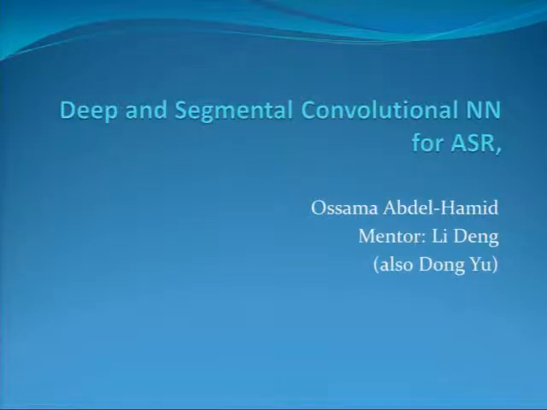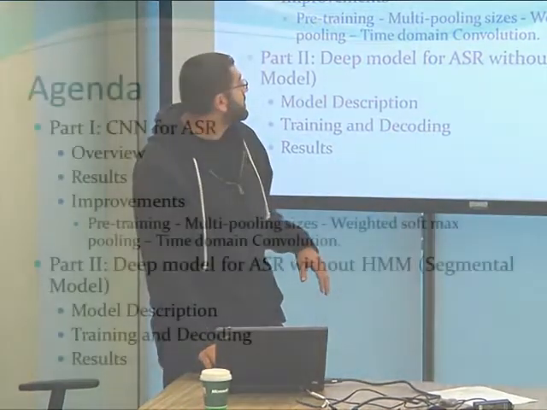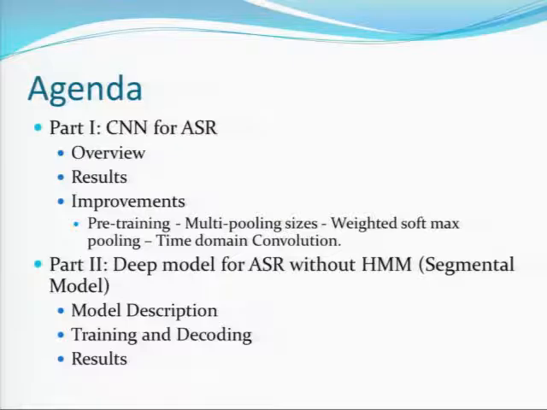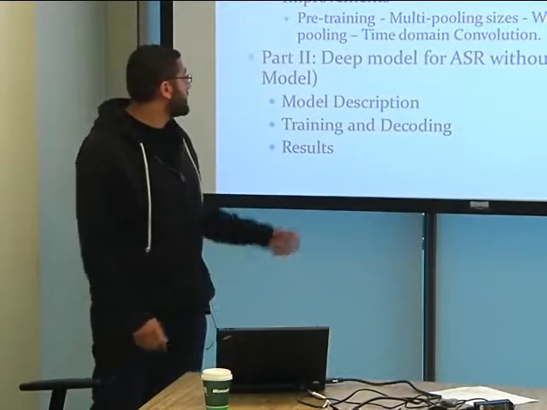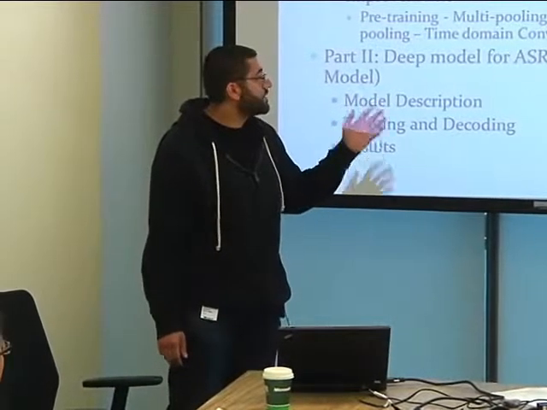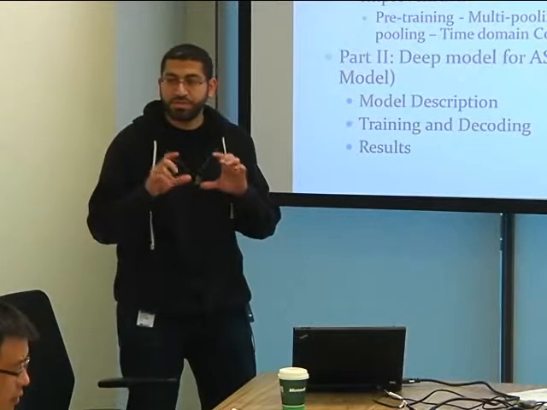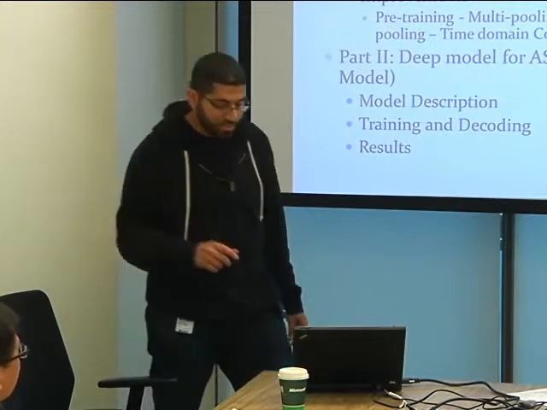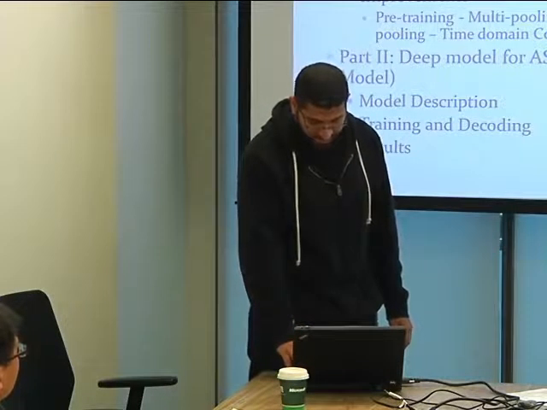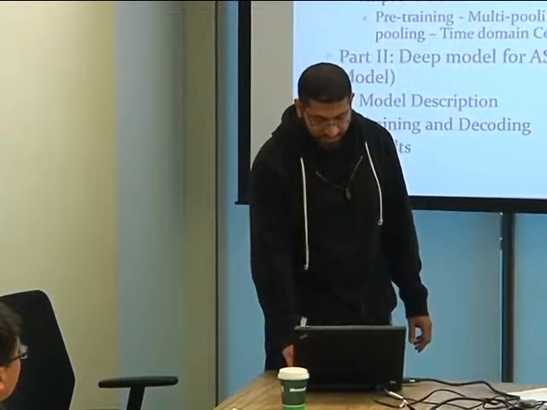So thank you for attending. The talk will actually have two parts. The first part is about convolutional neural networks for automatic speech recognition, and the second part is about a deep model for ASR without using HMM, which is a segmental model, a newly proposed segmental model. So let's start with the first part.